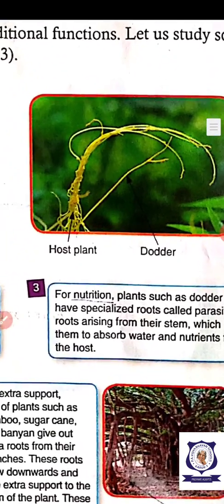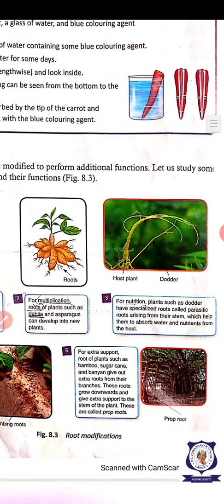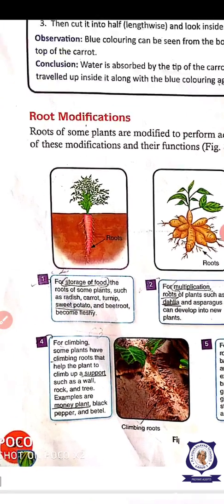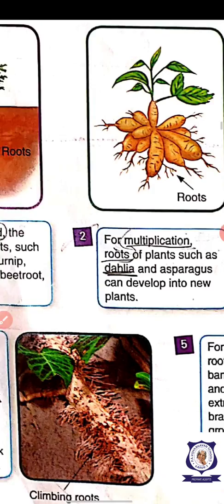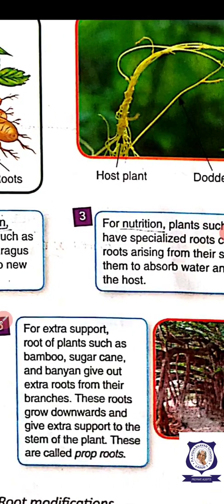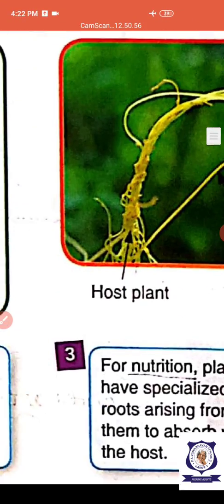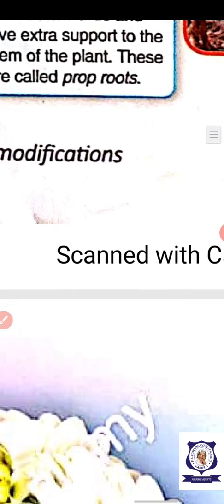Another one is the dodder plant, that is sucking roots, isn't it? Parasitic roots. And then the climbing root support, and then the prop root, extra support. Okay, so now we can go to the next one, that is about the stem.